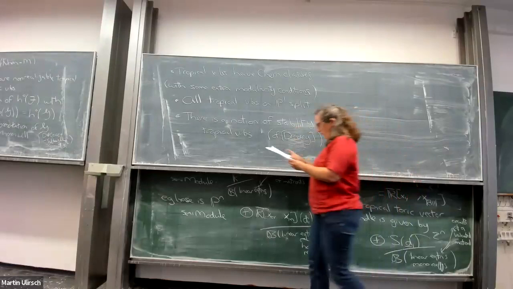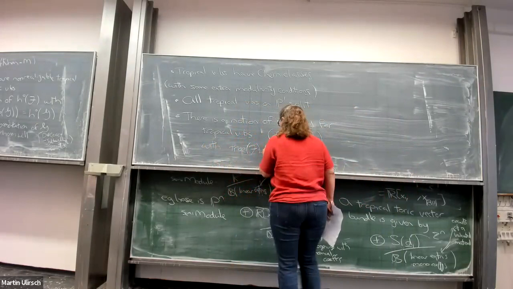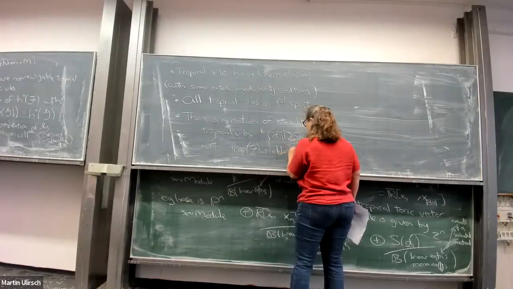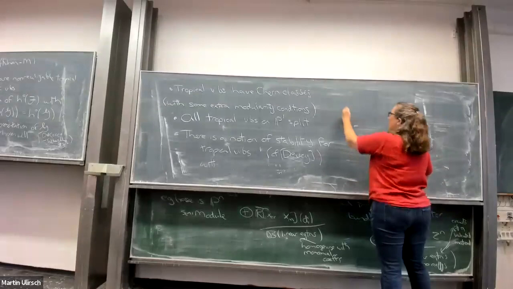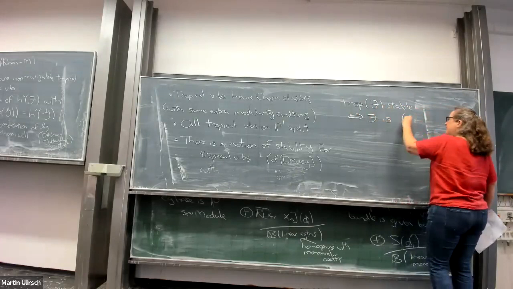And this has the property that we can say: prop F is going to be stable. Right, I'm editing. Stable if and only if. Maybe I need to write this up here. With prop F stable if and only if F is, again, if the presentation is chosen well.